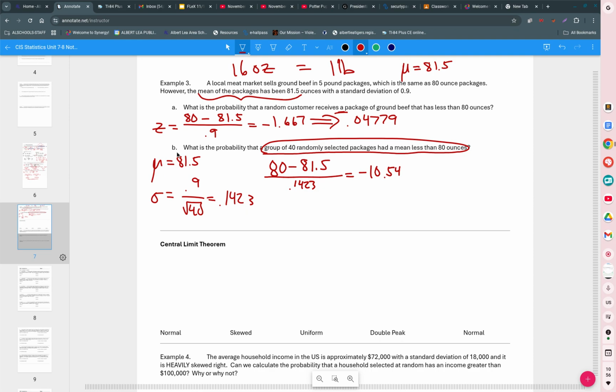Did people come up with their standard deviation of 0.142? Did you get a z-score of about negative 10? So what that means, again, is if we're here and this is 81.5, then 80 ends up being right over here, okay? Negative 10 standard deviations away. That means that 0% of the data is there and 100% of the data is over here. So what is the chance that they select 40 at random where the average is less than 80? Just about no percent.